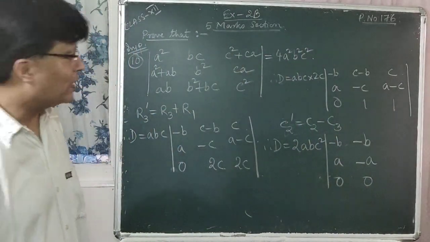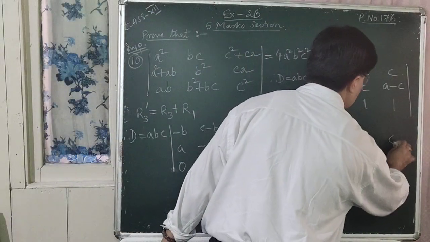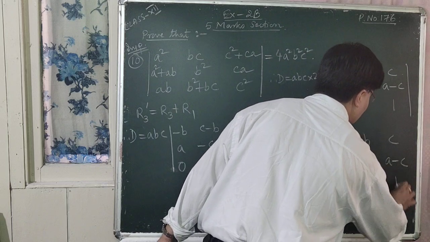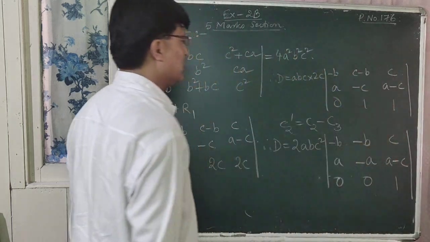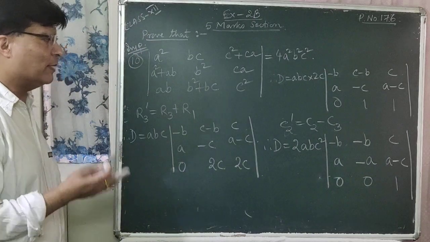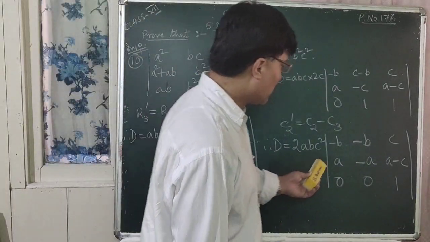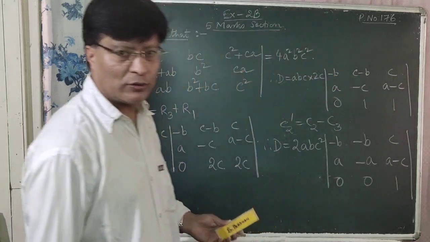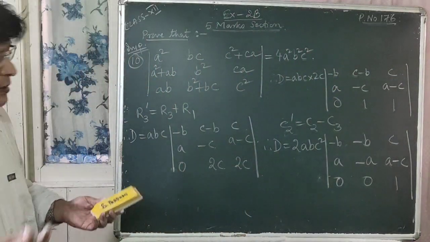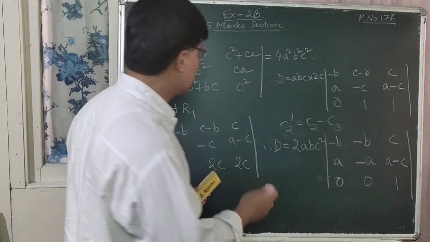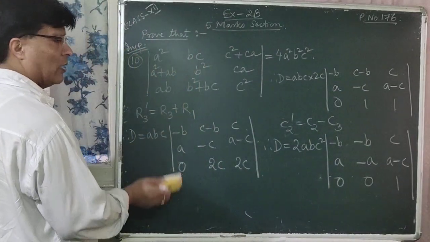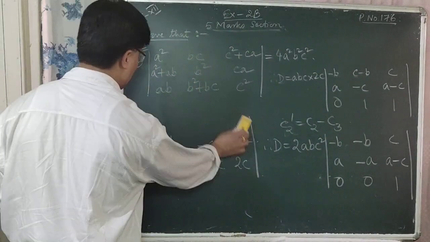Now third column remains same. What is the third column? C, A minus C, and this is 1. So third column remains same. Now there are 2 zeros in the third row. That means you can expand it. 0, 0, 1 is there. That means you expand it with respect to the third row.